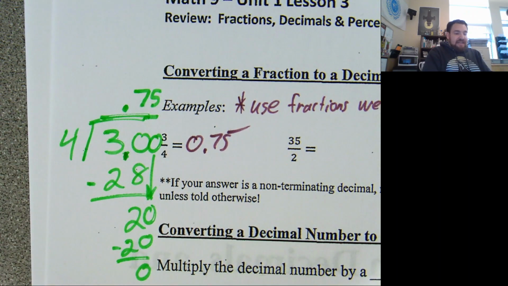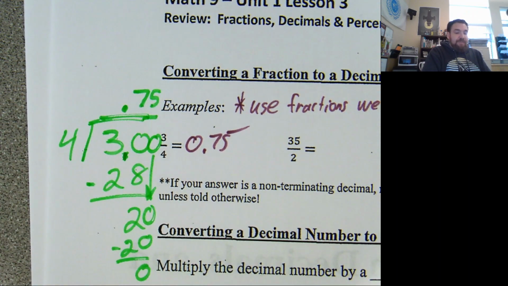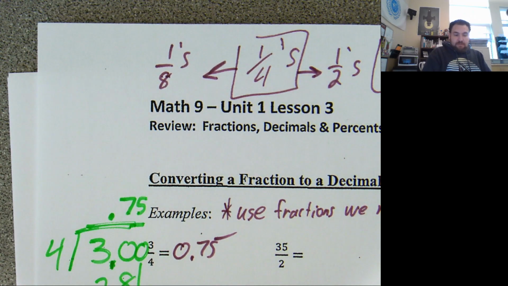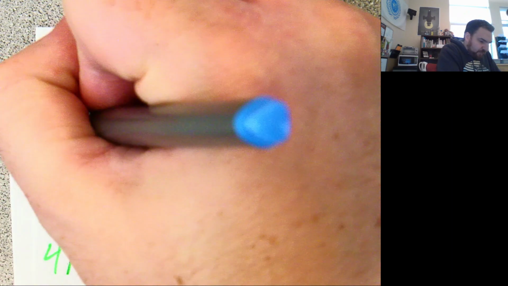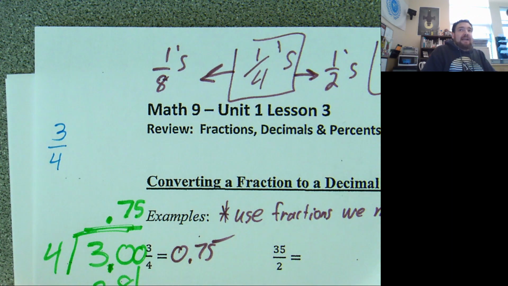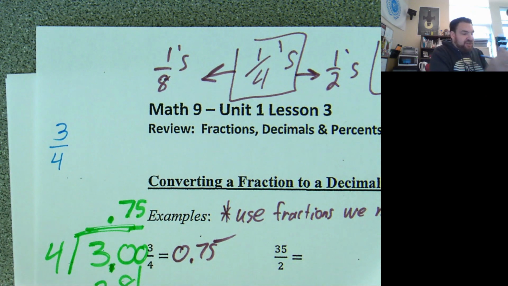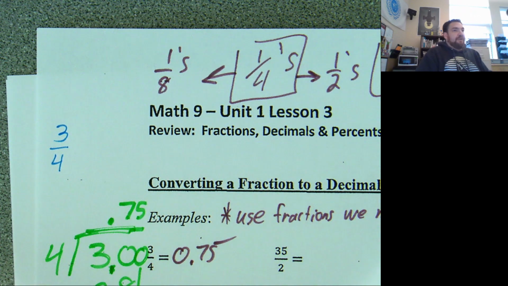Now I'm going to model the last one I said. Change the fraction to be over a power of 10. Let's take a look at this. Let's say I've got 3/4, and I want to write this as an equivalent fraction over 100 or over 10 or over 1,000, whatever. Let's go through them in order.